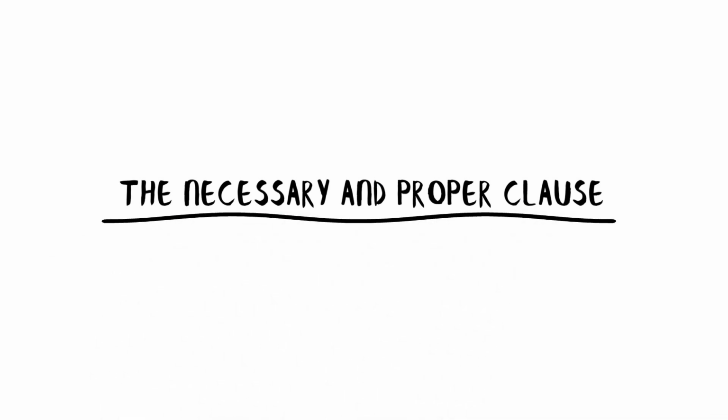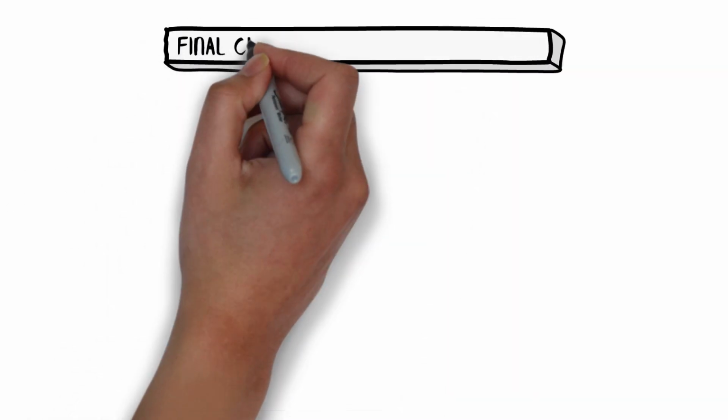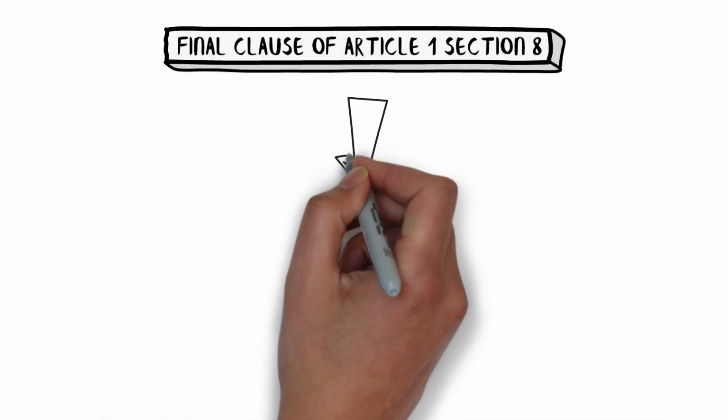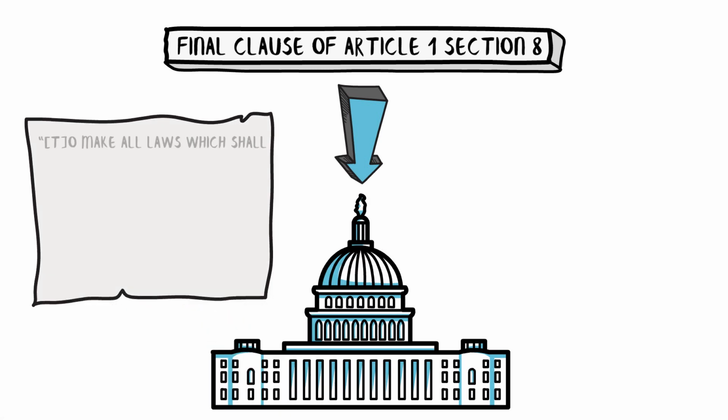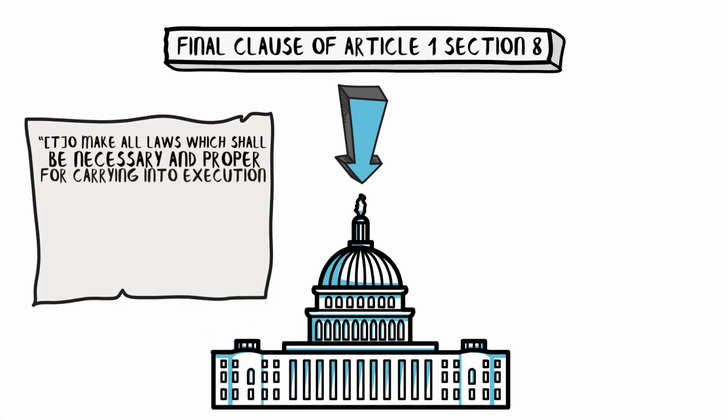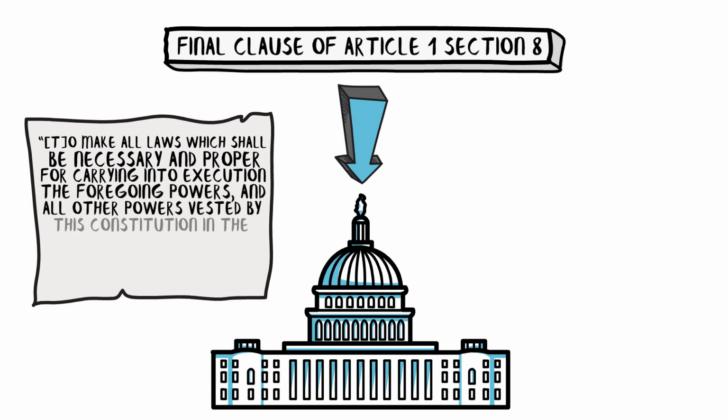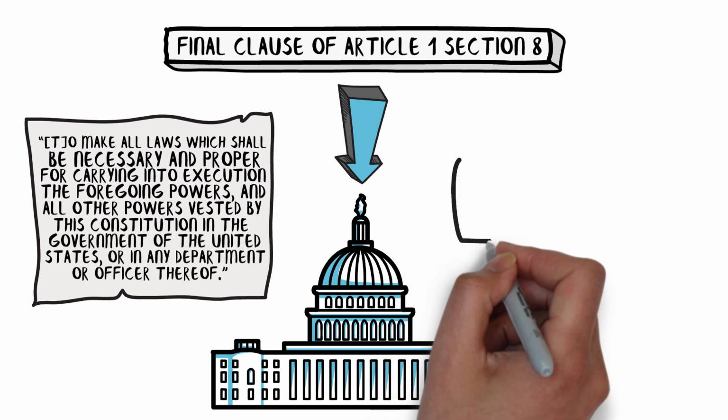The Necessary and Proper Clause. Like the Commerce Clause, most of the powers granted to the United States government were specific in nature. However, the final clause of Article 1, Section 8 granted the federal government the power to make all laws which shall be necessary and proper for carrying into execution the foregoing powers, and all the other powers vested by this Constitution in the government of the United States, or in any department or officer thereof.